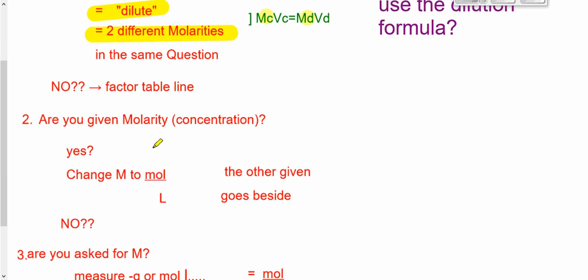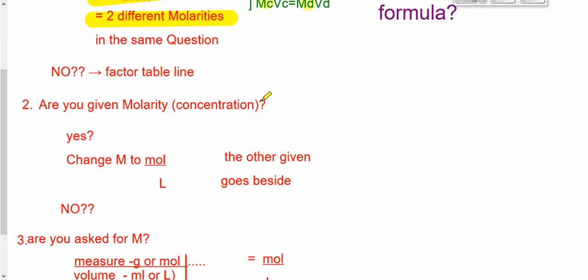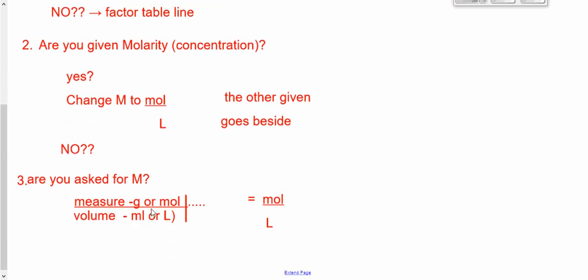If they give you molarity, also called concentration, then start with it. Remember to change molarity to moles per liter. The other given will end up going beside it. If they didn't give you molarity, then they must have asked you for molarity.